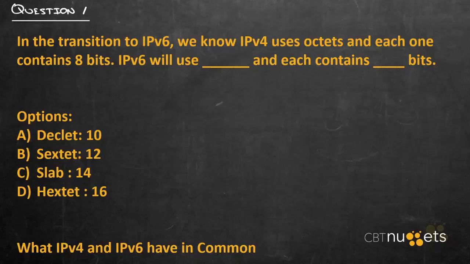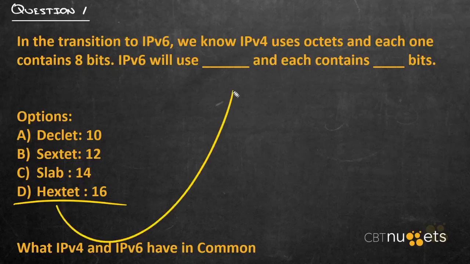In the transition to IPv6, we know that IPv4 uses octets and each one contains 8 bits. IPv6 will use blank and each contains blank bits. The answer is D. Hextet, 16 bits.